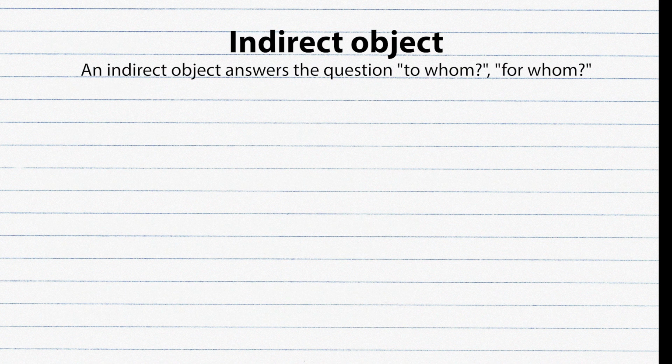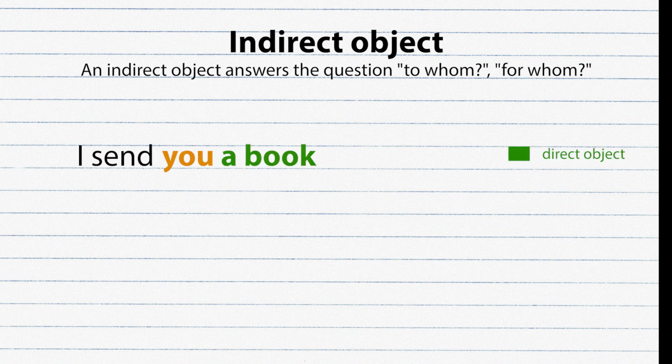Some verbs take two objects, a direct object and an indirect object. For example, the verb send. I send you a book. We can find the direct object by asking what or who. What do you send? A book. So a book is a direct object of the sentence. The you is the indirect object of the sentence. This verb takes two objects.